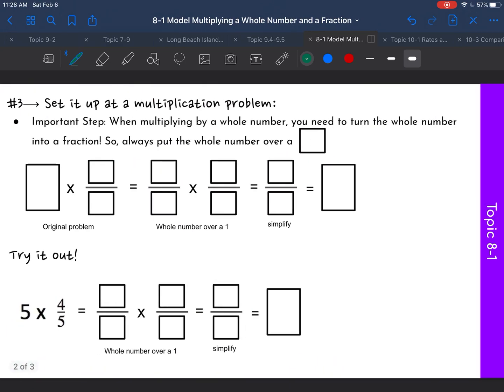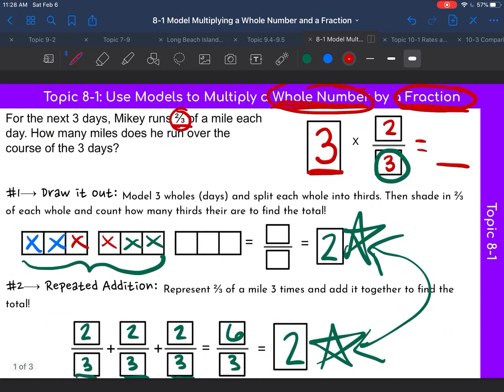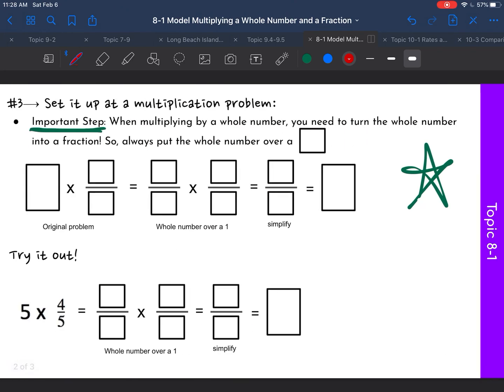And then the last way is basically just setting it up like a multiplication problem. This is really how we are going to multiply fractions in this topic using this method. And this is really, really important. This important step right here: when multiplying by a whole number, because we're doing 3 wholes times 2/3, you need to turn the whole number into a fraction. So always put the whole number over a 1. 5 wholes is equivalent to 5 over 1.